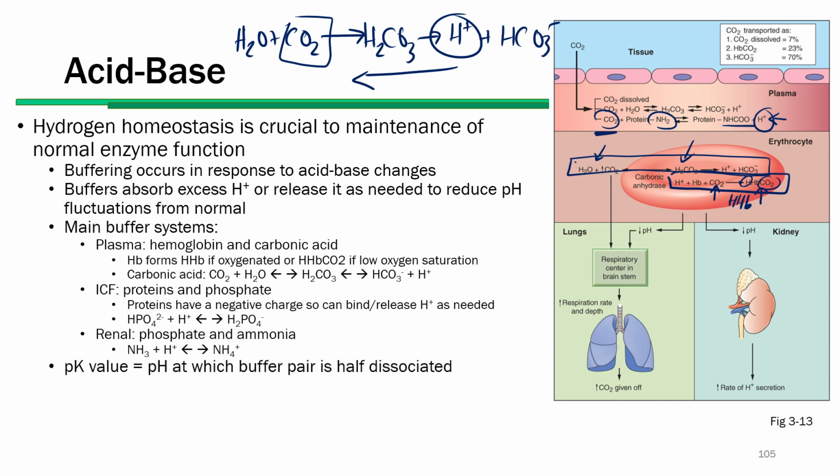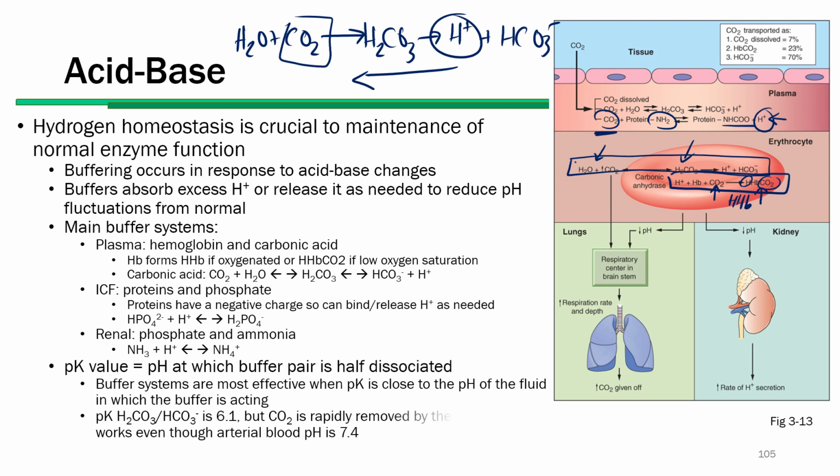The pK value is the pH at which a buffer pair is half dissociated. All of these buffer pairs have pHs where they're most effective, and if the pH is not balanced at that pK, then it might go one direction or the other, and so it may not be an effective buffer at that pH.